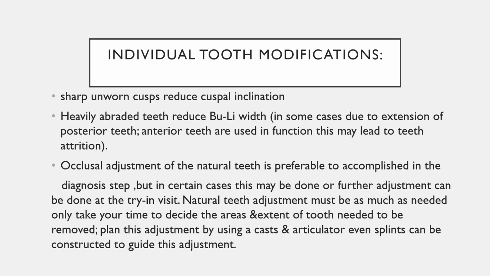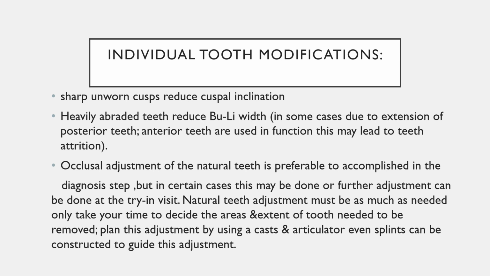Next is your individual teeth modification. Sometimes one or two or three teeth are going to interfere with the occlusion. So at that time the sharp unwanted cusp should be reduced, and that creates a reduced cuspal inclination. So the heavily abraded teeth will reduce the buccolingual width. This is seen in some cases due to the extension of the posterior teeth, and the anterior teeth are used in function, which leads to this type of abrasion.